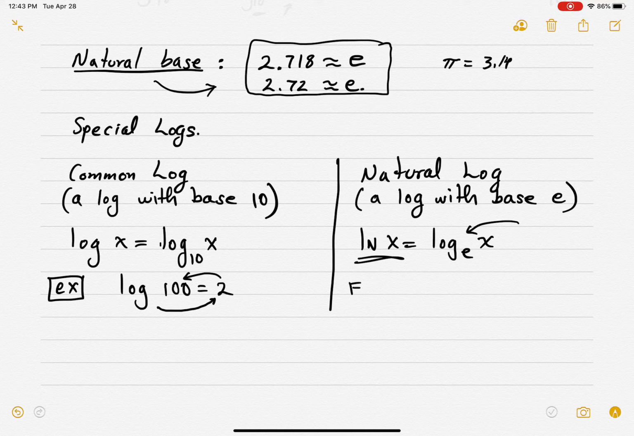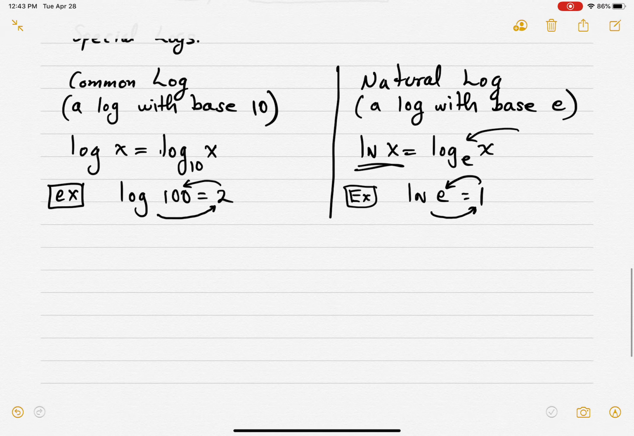Okay, as an example, we know that the natural log of e is 1. And the reason why that is, again, is because the invisible e that is there, raised to the power 1, gives us e. Okay, so keep that in mind. We have two special logs, the common log and the natural log.